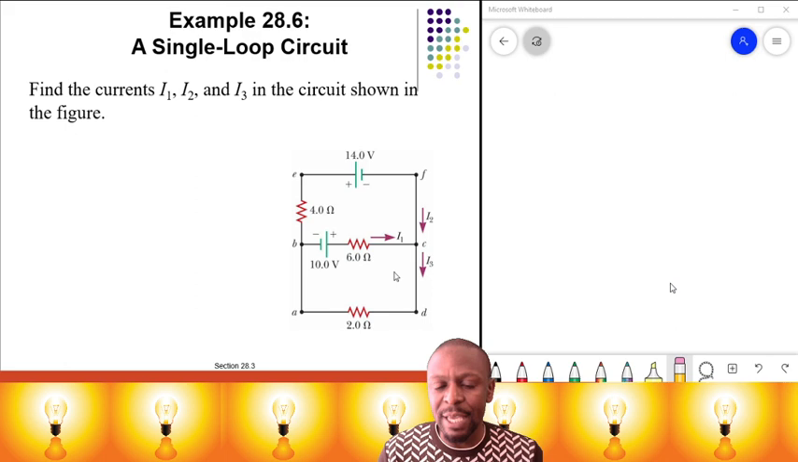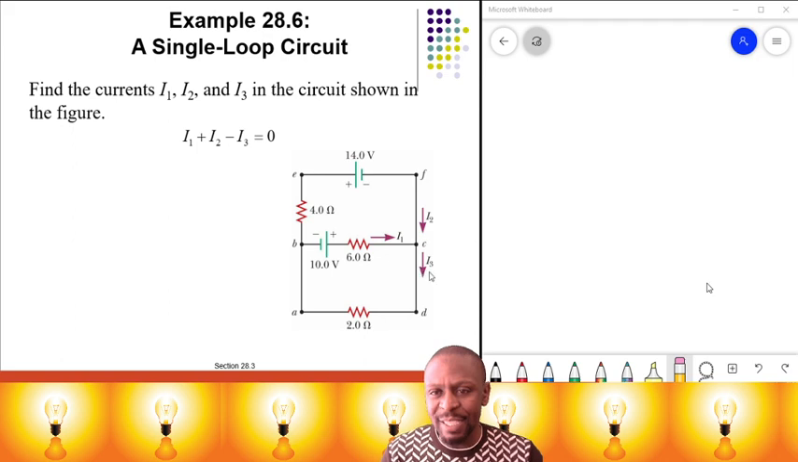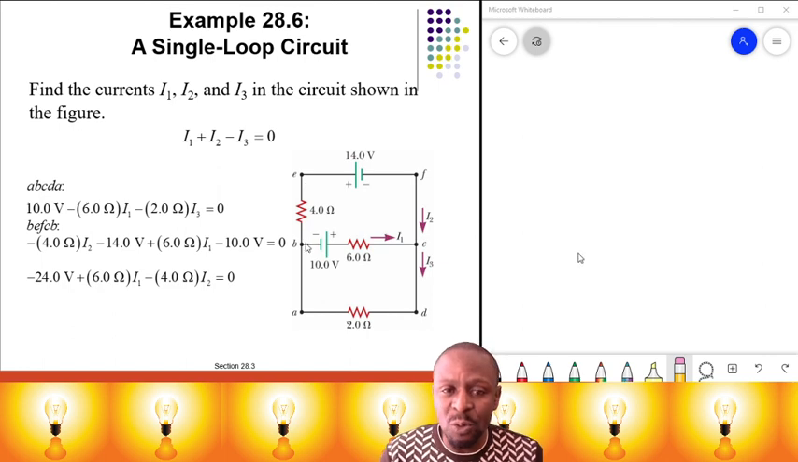Now, in this case, I'm just going to write this equation. The junction rule is telling us that I3 is just I1 plus I2. I3 is just equal to I1 plus I2. Now, from this loop of ABCD, I'm just going to have A, B, C, D.